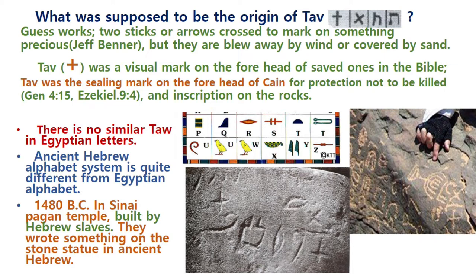Okay, now I'm going to introduce permanent inscription on the rocks. The ancient people loved to inscribe their letters on the rocks, because in ancient times there was no paper. The rocks, stone tablets or clay tablets, that was the book.